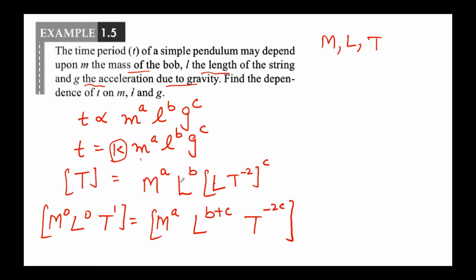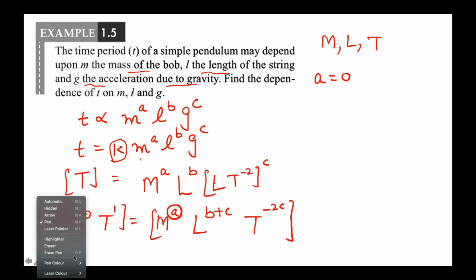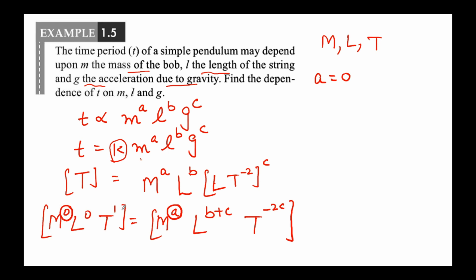So equating the powers of M, L and T. On the left hand side M has a power of 0, while on the right hand side M has a power of a. So it means that a will be equal to 0. Again equating the power of L, on the left hand side L has a power of 0, while on the right hand side it is equal to b plus c. So it means that b plus c is equal to 0, therefore b is equal to minus c.